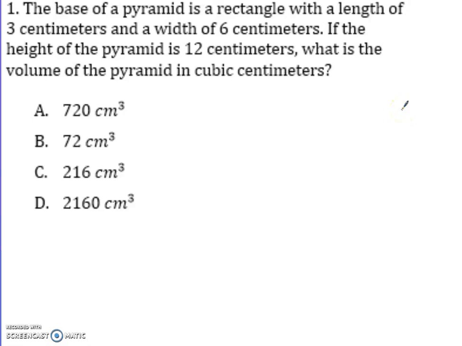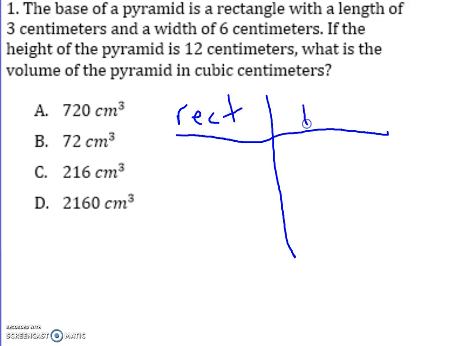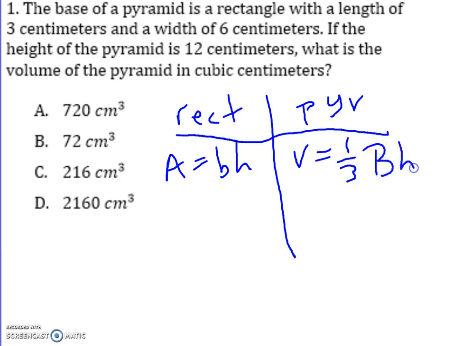The base of a pyramid is a rectangle with a length of 3 centimeters and a width of 6 centimeters. If the height of the pyramid is 12 centimeters, what is the volume of the pyramid in cubic centimeters? We're going to set up a T-chart. So we have rectangle and we have pyramid. The rectangle is area equals base times height. Pyramid is volume equals 1/3 big B times height.